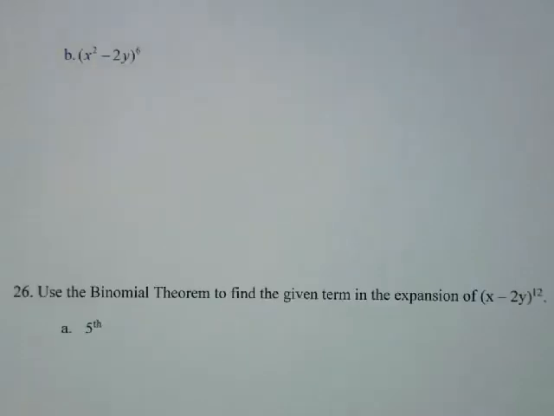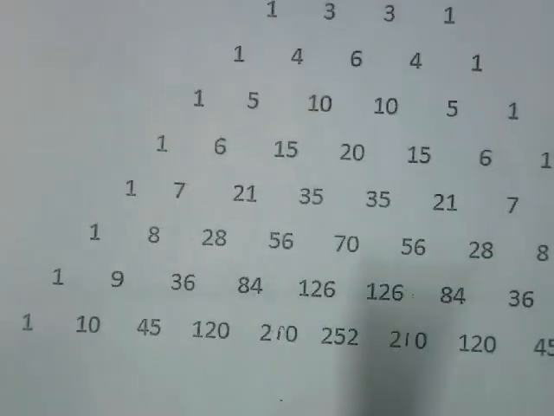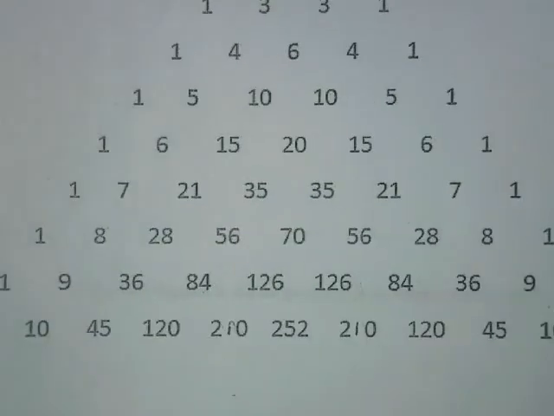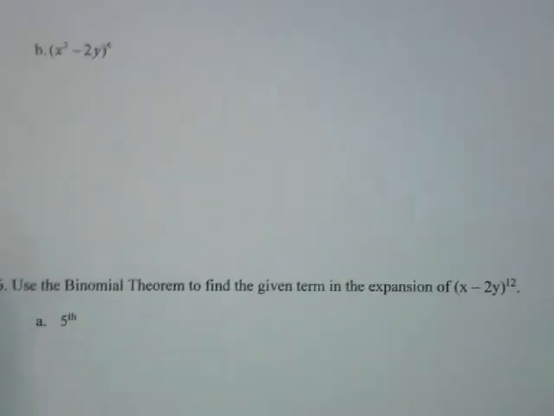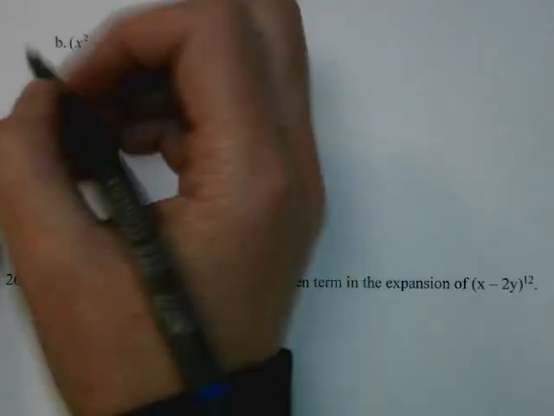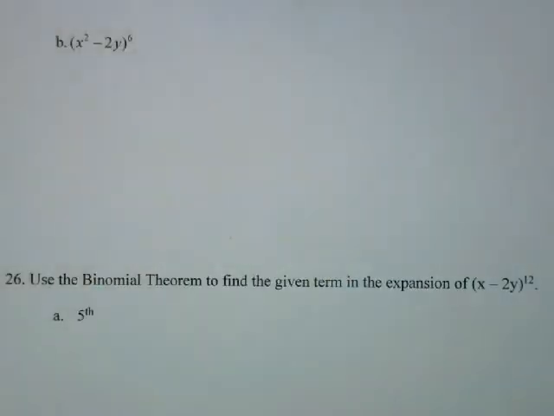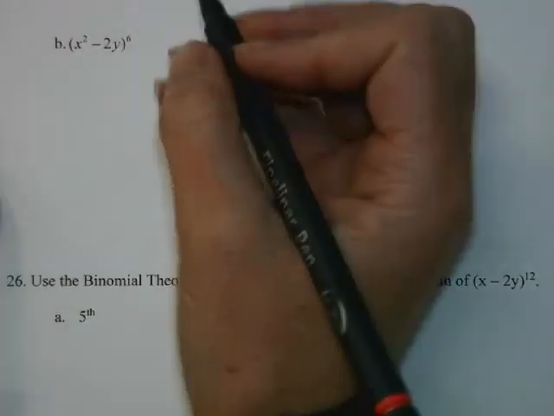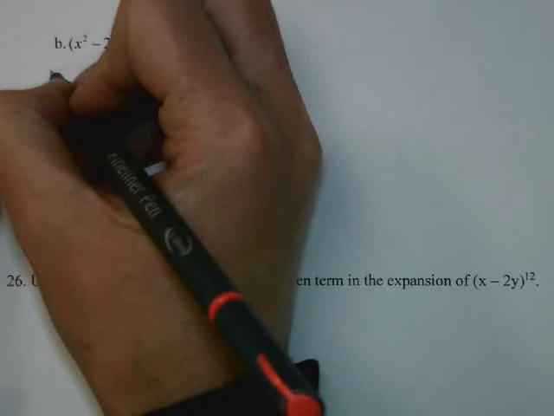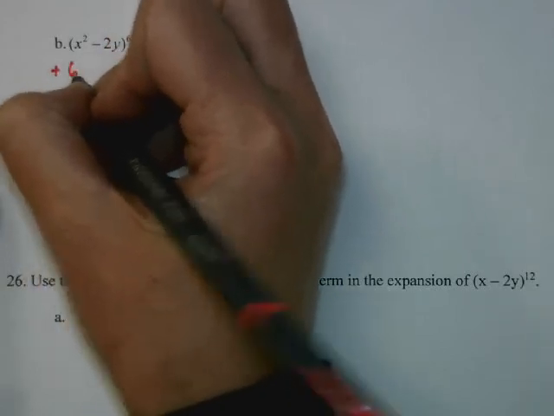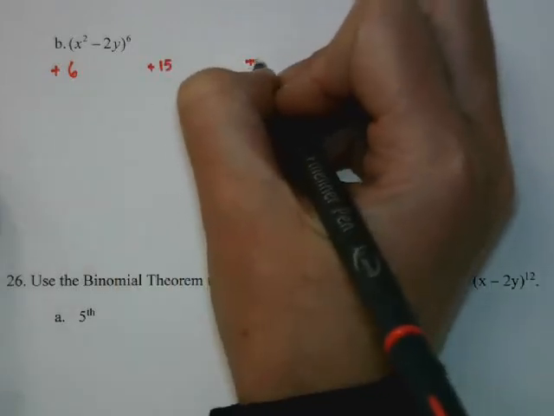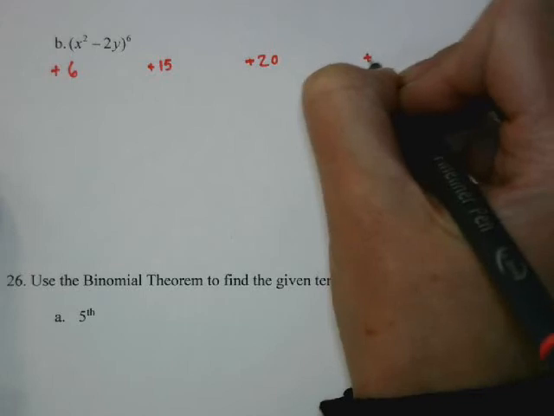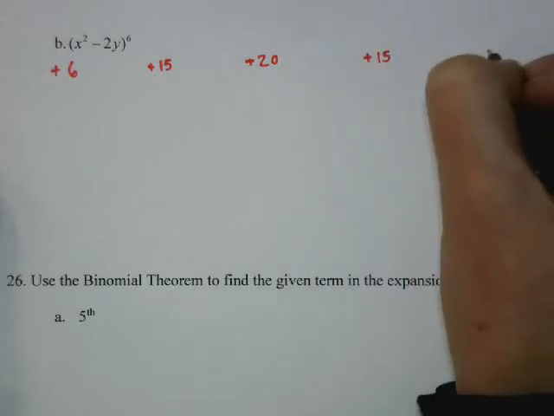Okay, so for our next one, we need the sixth row of Pascal's triangle. So 1, 6, 15, 20, 15, 6, and 1. Okay, so we're going to need some room for this one. So I'm going to put the 1, leave a space, plus 6, plus 15, plus 20, plus 15, plus 6, plus 1.